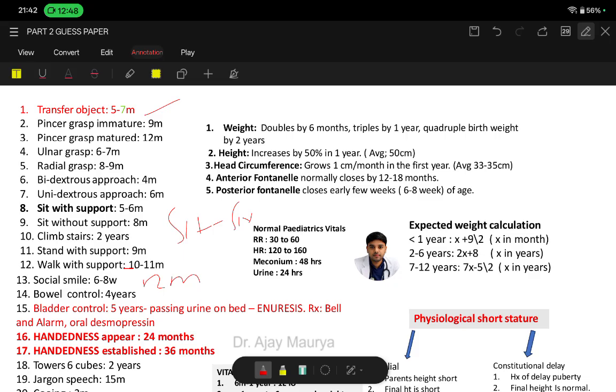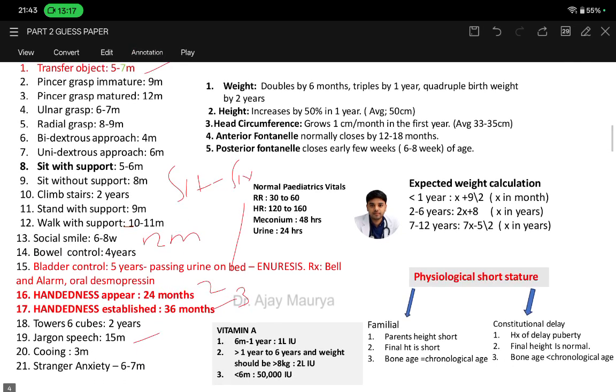Next one, handedness, meaning whether the child is left-handed or right-handed. It is going to appear by 2 years, and it is going to be completely established at 3 years. A 36-month child can know, okay, I am left-handed. Next one, jargon speech at 15 months. There are some important ones.